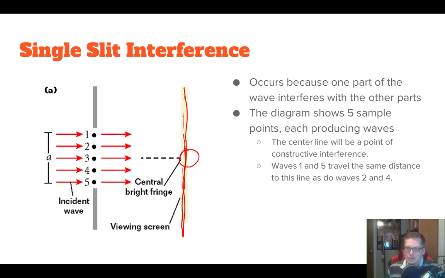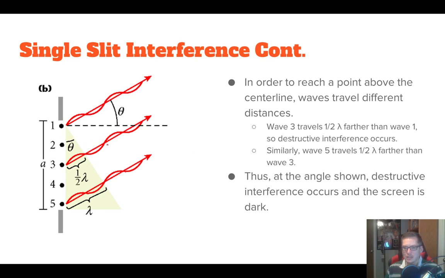And then you'll also have destructive and constructive fringes occurring, and it all depends upon the wavelengths of light, just like it did with double slit interference. So here's our same points, 1 through 5. If you have some point above this center line, then your waves at 3 will travel 1/2 wavelength farther than those that came from 1, and the ones at 5 will travel 1/2 wavelength farther than they did at 3, or 1 full wavelength. So you'll get constructive interference when these collide.